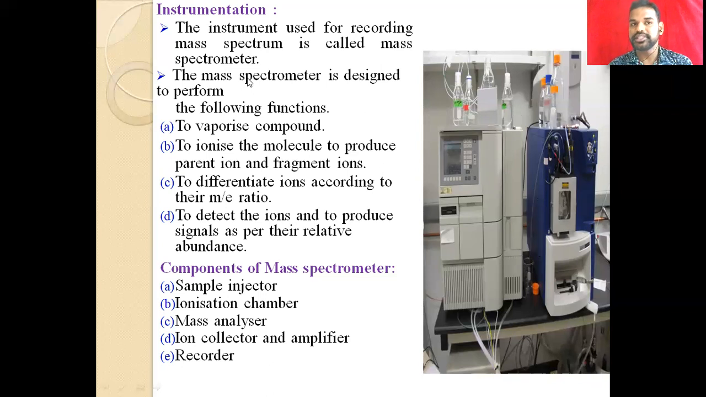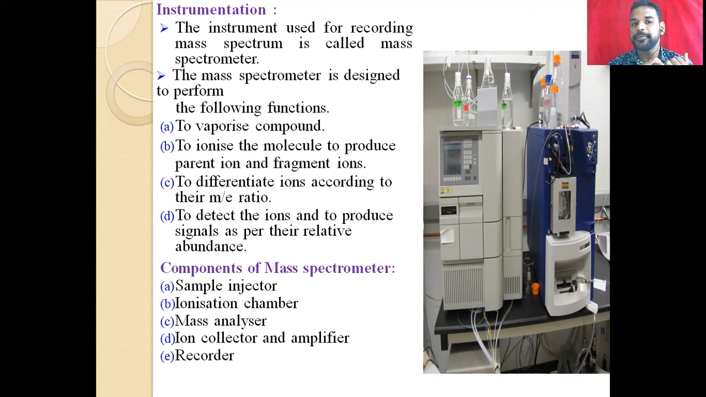The instrument has its own different parts, the components, and its own working principle. First, the instrument used for the recording of a mass spectrum is called a mass spectrometer. The mass spectrometer is designed to perform the following functions, that is, the basic design of the functioning of a mass spectrometer.